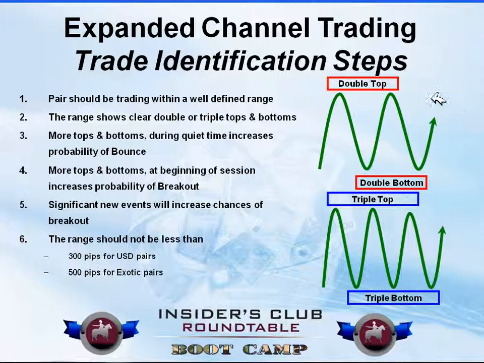The range shows clear double or triple tops and bottoms in this scenario. As you can see, it goes up, down, and back up. You can see the specific double top, double bottom. This is triple top, triple bottoms. We'll teach you how, if you have more tops and bottoms during quiet time, that increases the probability of bounces, and what increases the probability of breakouts. If you want to trade range bound and trade bounces, how to accomplish that task.